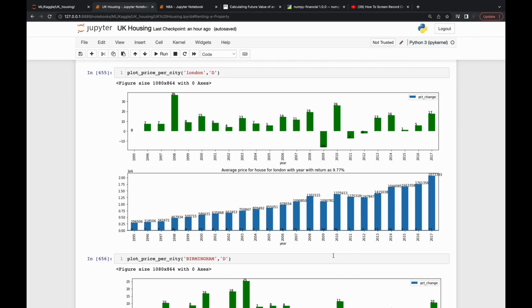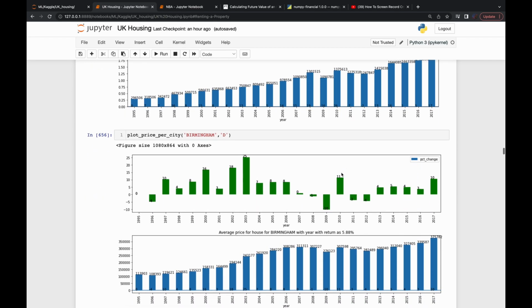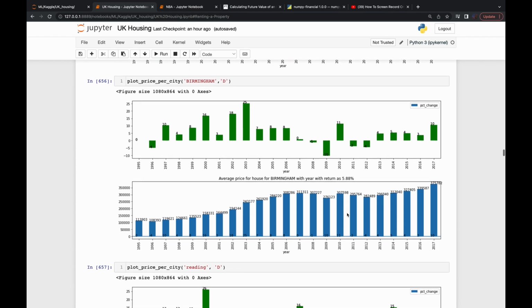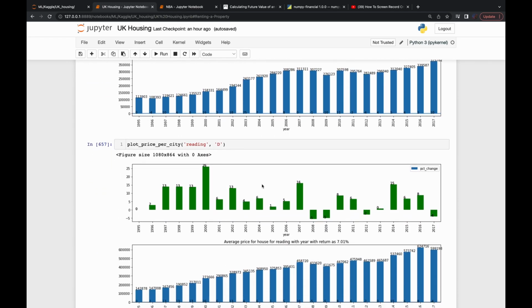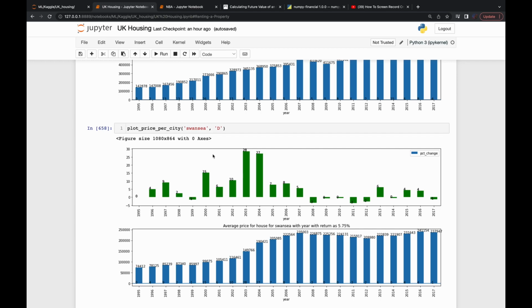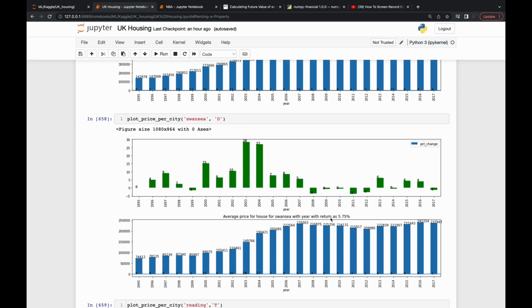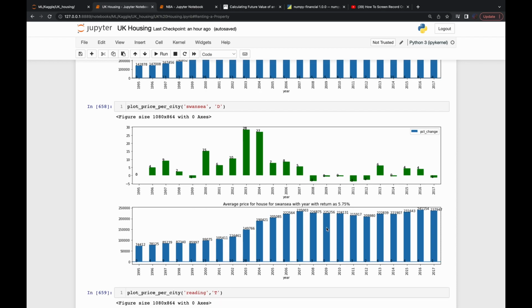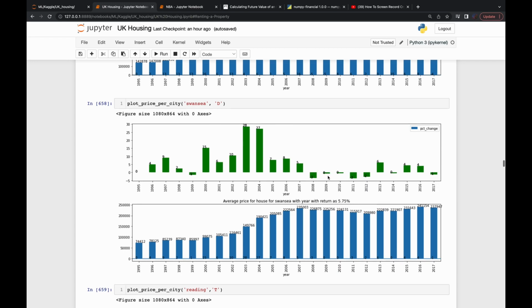Now if you see London, it's really great. Average return is 10%. If you look at Birmingham, average return is close to 6%. If you look at Reading, average return is 7%. Swansea is a town in southern Wales, a beach town. There again, price is increasing. Its average is 5%. What is interesting is that the COVID situation did not impact the price here at all. In 2008 it just dropped 3%, but that's it.